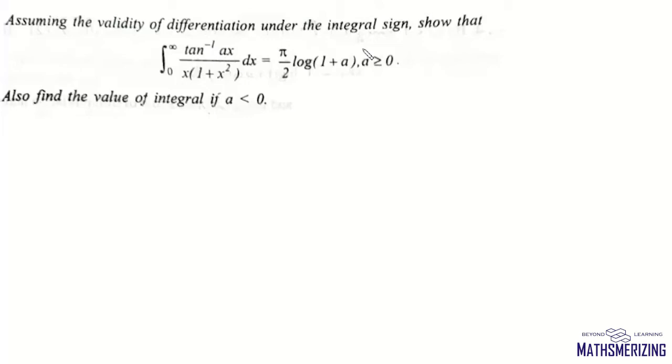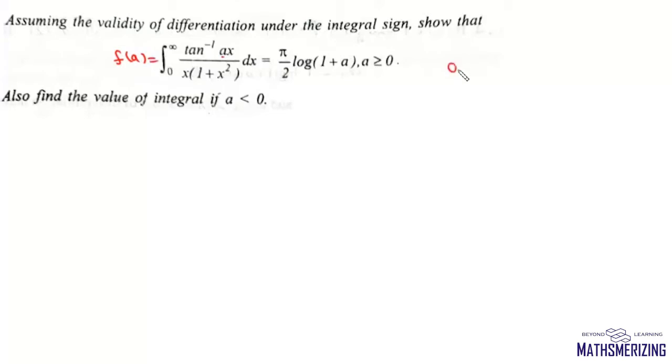Now here the question is, we need to prove that this integral, tan inverse ax upon x into 1 plus x square dx, is equal to pi by 2 log 1 plus a when a is greater than or equal to 0. And we'll also need to find the value of the integral if a is less than 0. Now clearly the parameter here is a, and the limits are constant. So this integral will be some function of a. So we'll write this as f(a) equals this integral.